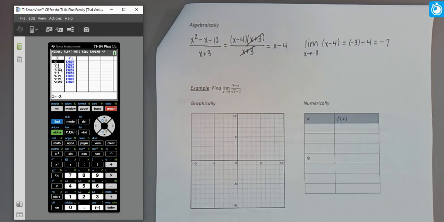So I'm going to go into the table. Okay, we still have the values from before. So let's go back into the table settings, change it back to auto. Notice you're doing a lot of that, changing it from auto to ask. That's okay. Now we have a lot of errors. Why do we have errors? Well, look at the graph.